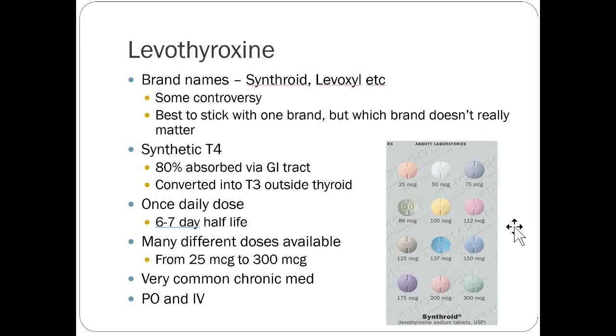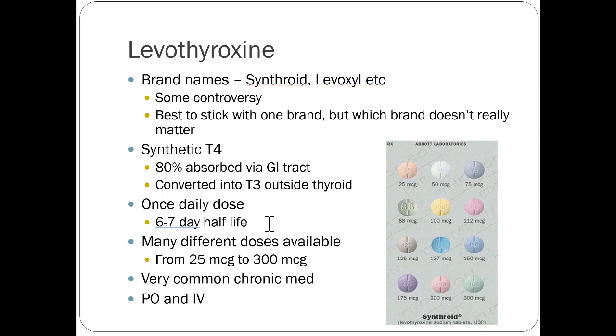Levothyroxine is just synthetic T4. It's the same structural thing. It's just made in a lab. It's very bioavailable. There's an IV form available too, in case you have somebody who's NPO. And it's converted into T3 outside the thyroid. Once daily dose, 6 to 7 day half-life, so you can go quite a while, and if you miss a dose, it kind of buffers itself that way.